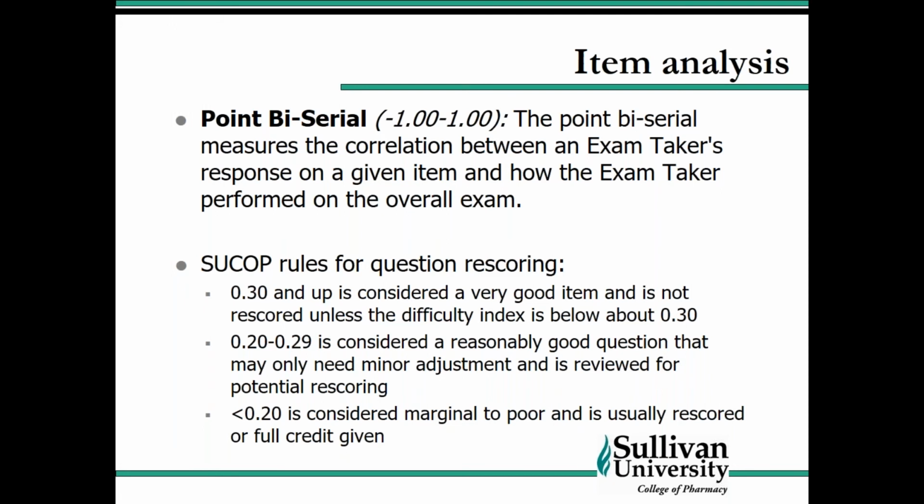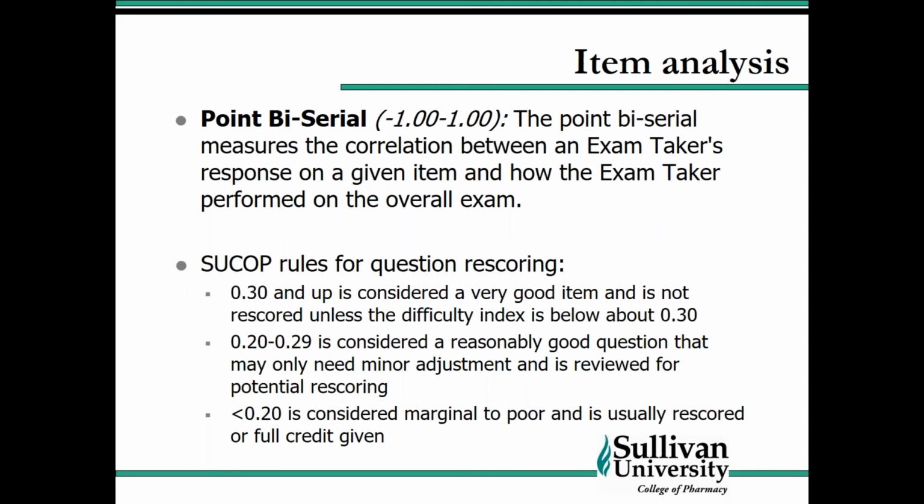If that score is low or even negative, that tells you that the students who didn't do well on the exam got that question right, nine times more so than those that did well. And that typically tells you they got it right more due to guessing or being a good test taker than knowing the concept. So when we think about rescoring here at Sullivan, anything that's a 0.3 and up is considered a very good item.